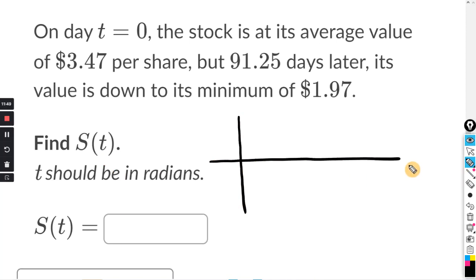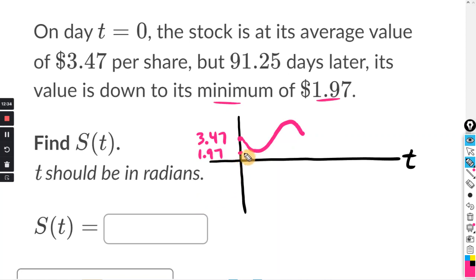So the graph is in terms of t. I believe that is the case for all of these. All right, at t equals 0, the average is 3.47. So right here, that's going to be 3.47. All right, 91.25 days later, it goes to the minimum. So it starts at the average and it goes to the minimum. Okay, then of course it's going to come back up. So the minimum value is $1.97. So right here, it's going to be $1.97 at the minimum.